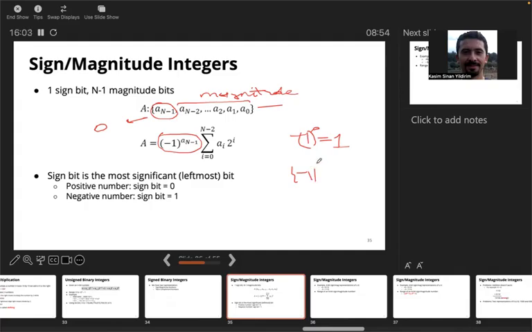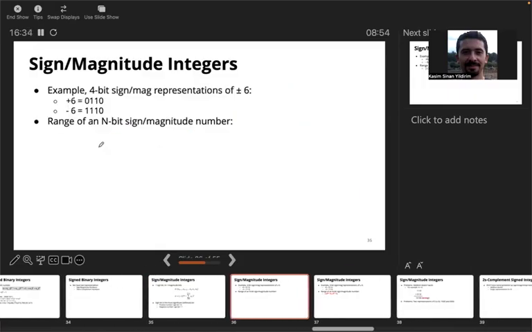which means that I have a minus 1 here. So the rest of the bits will be counted as magnitude, and that magnitude will be multiplied by minus 1. So that bit has an effect of making the number either positive or negative. So if it is 1, the number is negative. If it is 0, the number is positive. Then, let's just check an example.